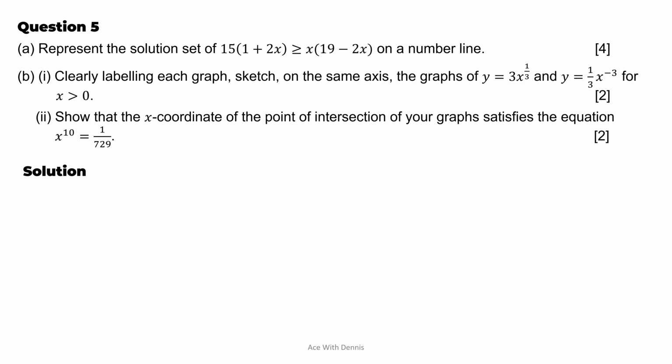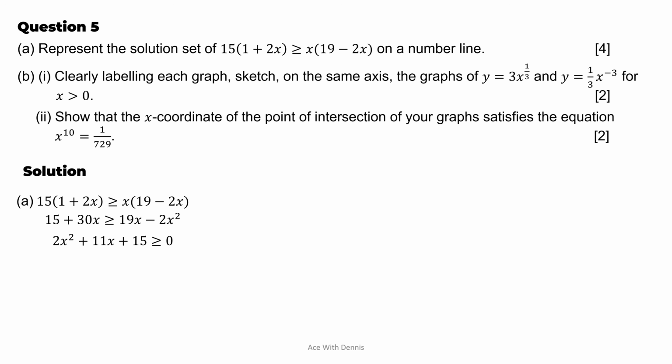Alright, here's the solution for A. This is the inequality given: 15 bracket 1 plus 2x greater than or equal to x bracket 19 minus 2x. The first step we need to do is expand the bracket, then we get 15 plus 30x greater than or equal to 19x minus 2x squared. Then we form quadratic inequalities, which we get 2x squared plus 11x plus 15 greater than or equal to 0. We factorize it, we get x plus 3 times 2x plus 5 greater than or equal to 0.